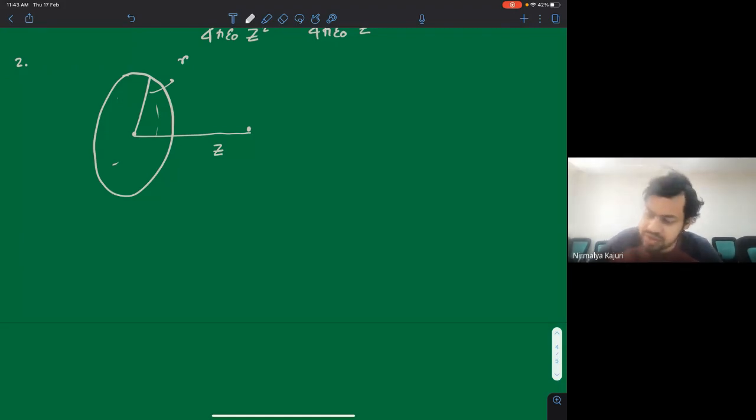So how would I go about this? Now I know how to get it for a ring of charge. So I can divide this disk into rings, but not just infinitesimally thin rings like we did last time, but rings which will have some kind of thickness.